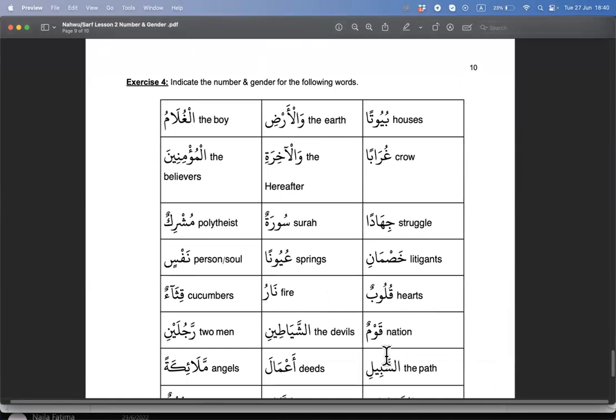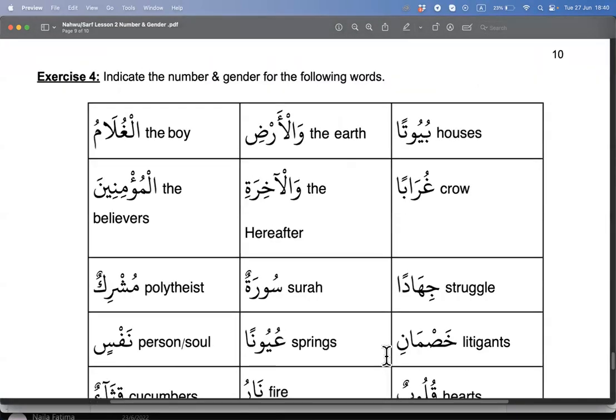Give me the status, number, gender. Okay, buyutan. Status is nasab. Number is singular, feminine. Yes, good. Next one, wal ardi. Wal ardi is jar, singular, masculine? Ard. Al ardi. Singular, feminine. Yes, this is feminine because the Arab said so.